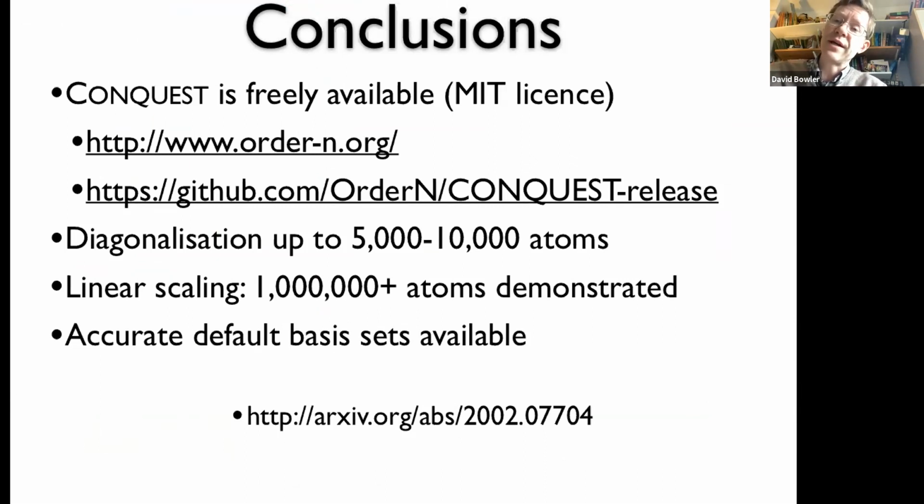You can use exact diagonalisation up to certainly 5,000 atoms, and if you have a big enough machine, up to about 10,000. And for linear scaling, you can go up towards 1 million atoms or more. So that's basically what I wanted to say, and I'm happy to take questions at this point.